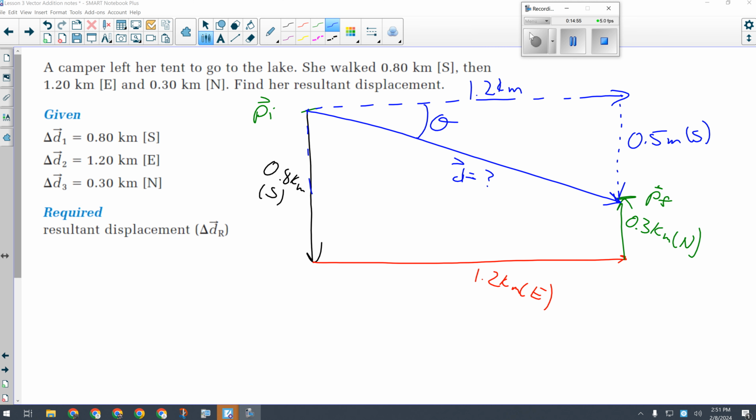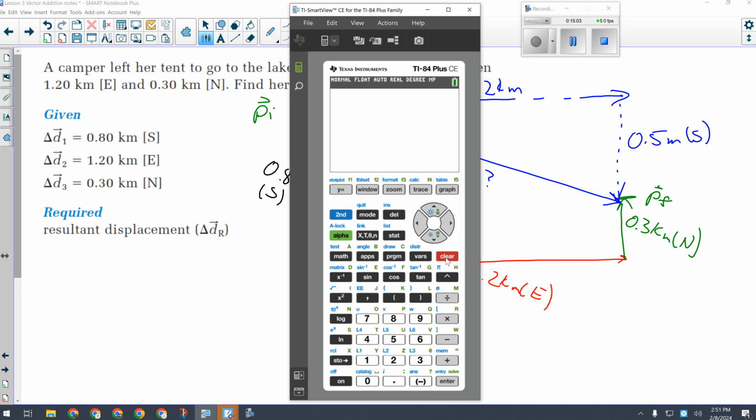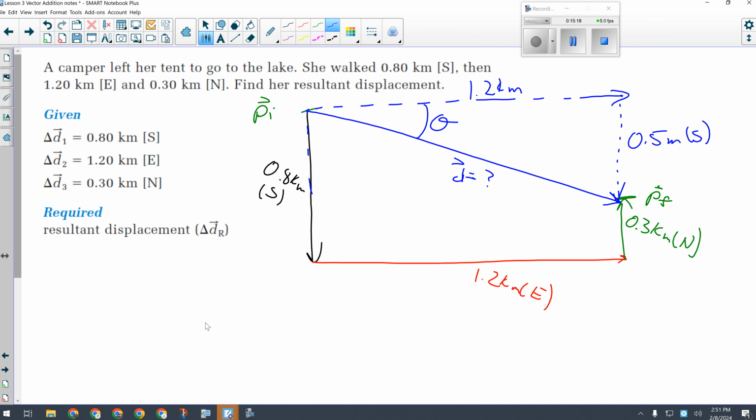Okay, so I've got to find out how big D is. I know the two sides of it. It's the hypotenuse of this right angle triangle. Okay, so my next step then is to go square root of a squared plus b squared. So 1.2 squared, okay, plus 0.5 squared. Oh, I don't need the brackets. Okay, and that gives me 1.3 kilometers. All right, so now I know how big that is.